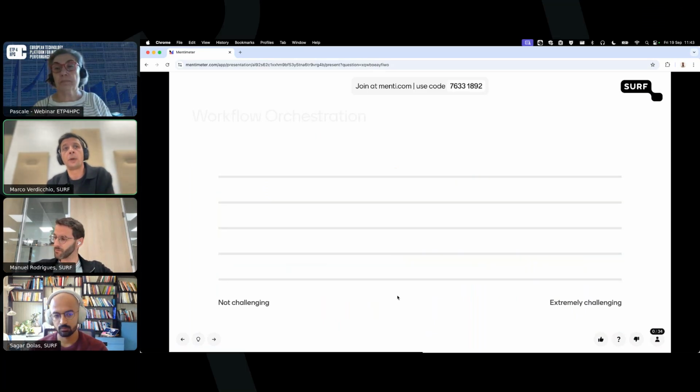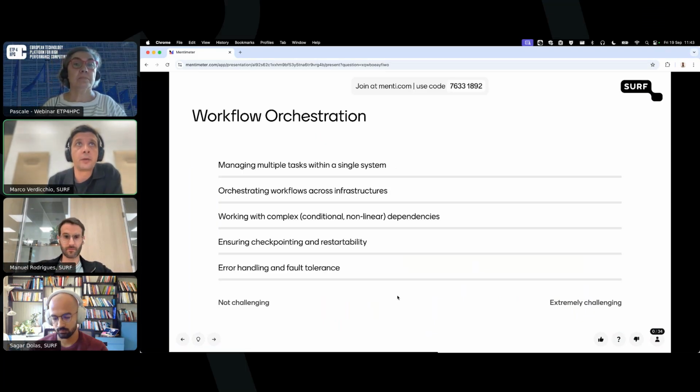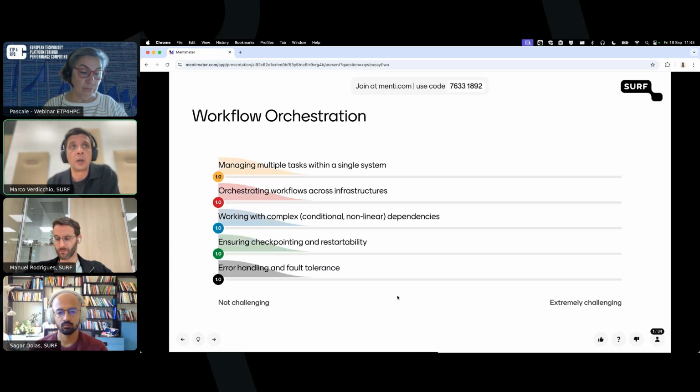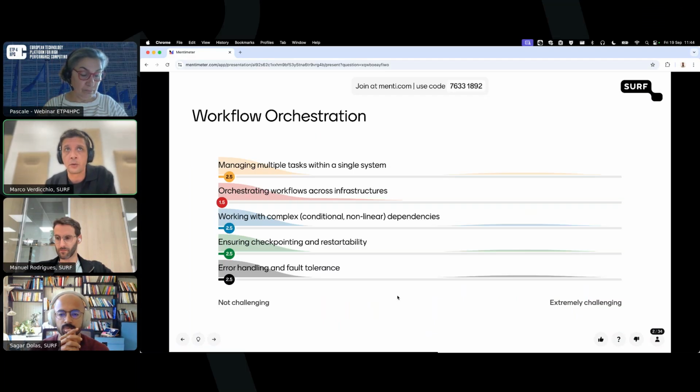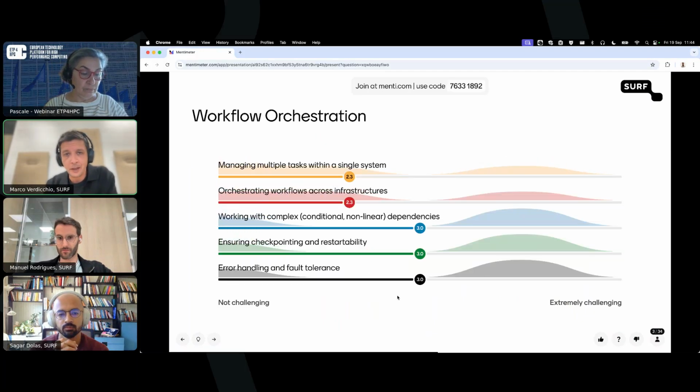The following group of challenges is on workflow orchestration. So here also, how challenging is it to manage multiple, usually a high number of tasks within a single system. And then moving on, how is it orchestrating across different systems, so on different infrastructure. And with orchestrate, it's not only computational tasks, but you can consider also data interfaces, analysis, pre and post processing.